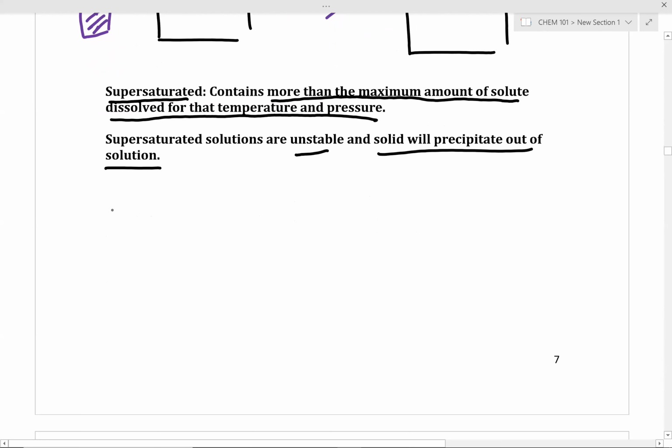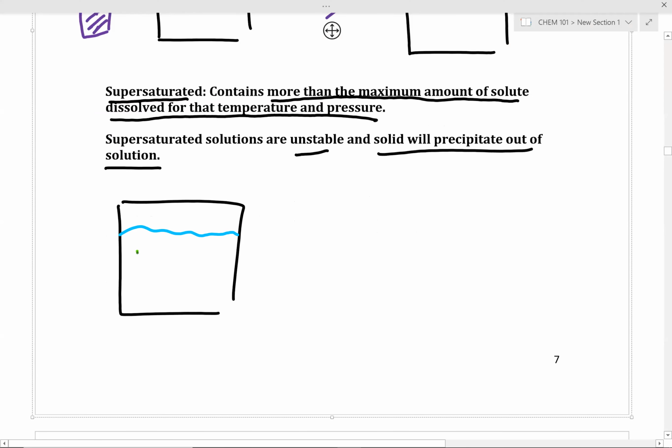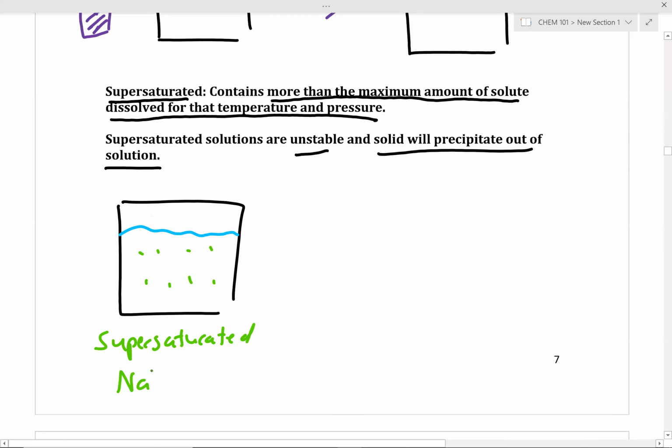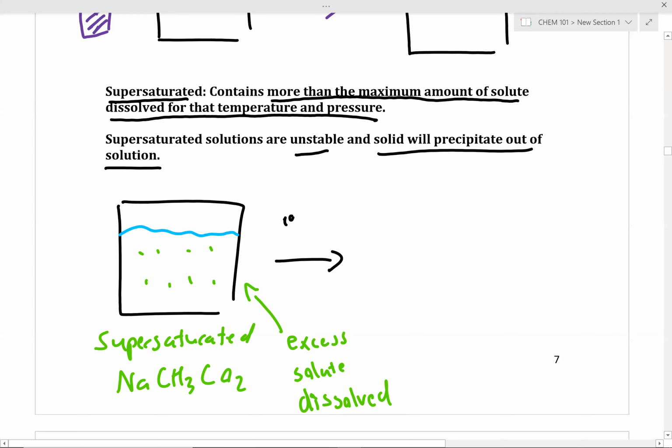So, a classic example of this is if you have a nice clean flask and you notice your solution looks perfectly clear. However, if it's supersaturated, so what do we mean by supersaturated? If it's a supersaturated solution, for example, of sodium acetate, then what this is telling us is we have excess solute dissolved. And if you're carrying this solution and you either agitate the solution, or if you try to add solute, you'll instantly see a dramatic effect where the solution releases or precipitates out solid to fix this supersaturation.